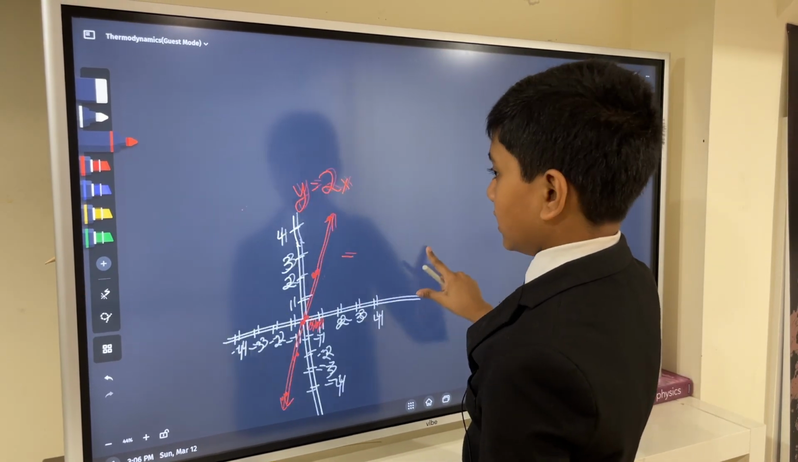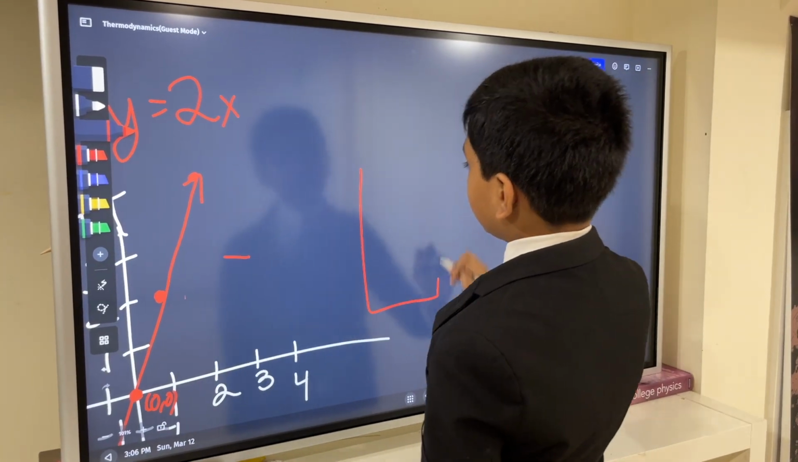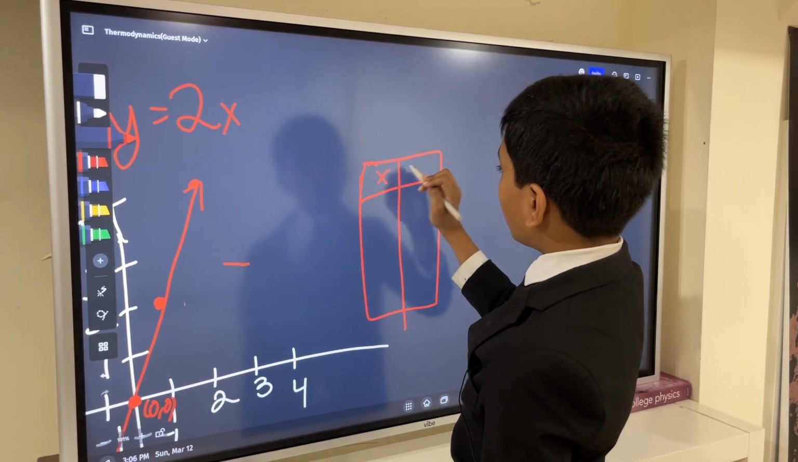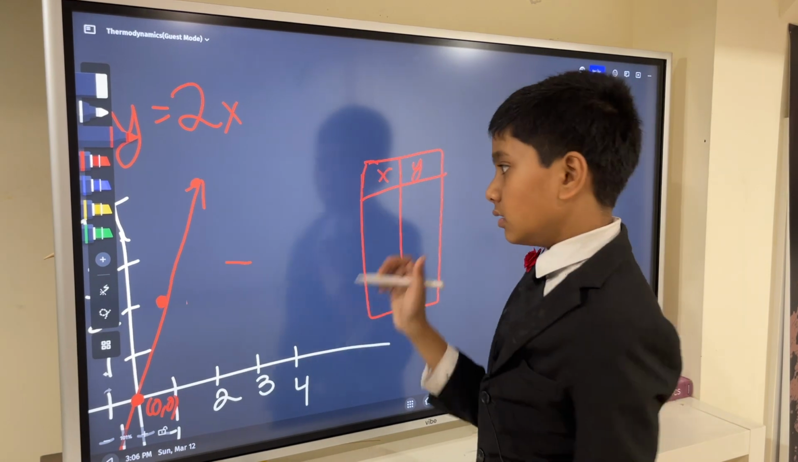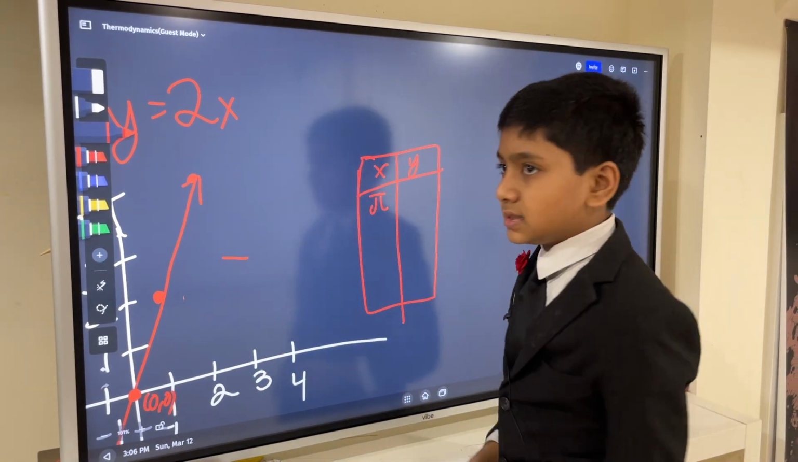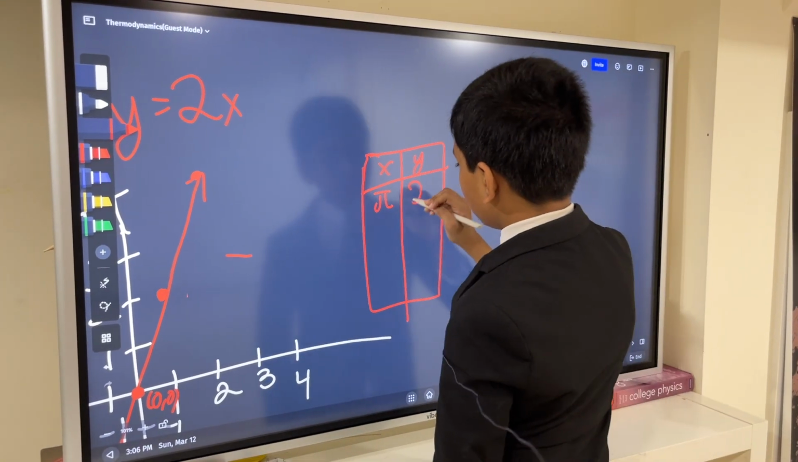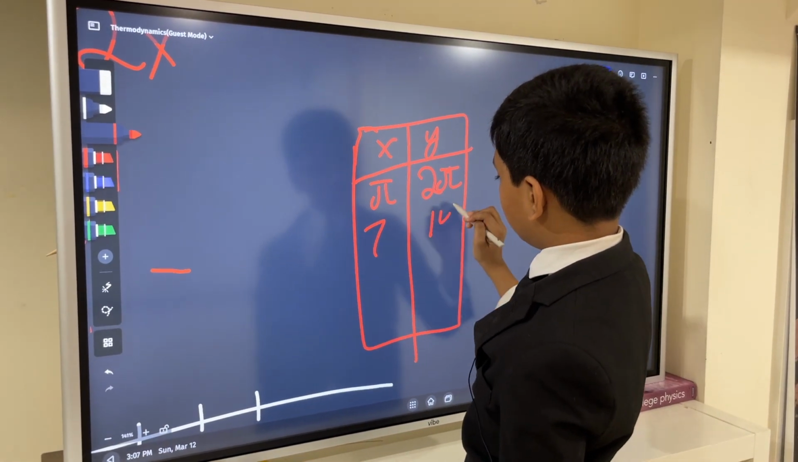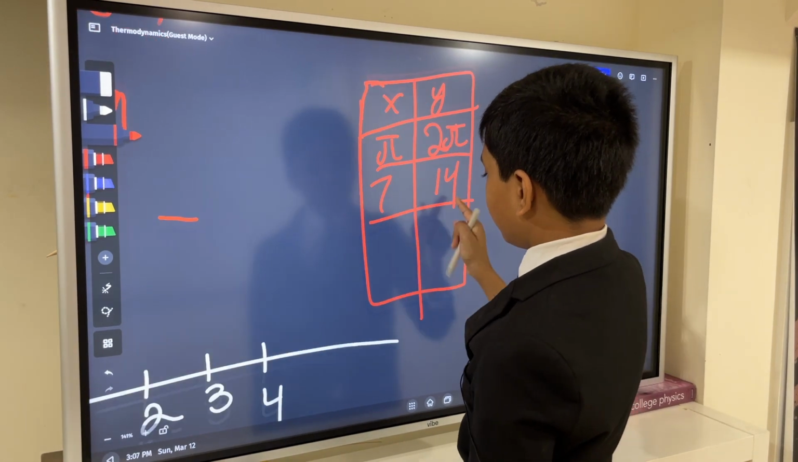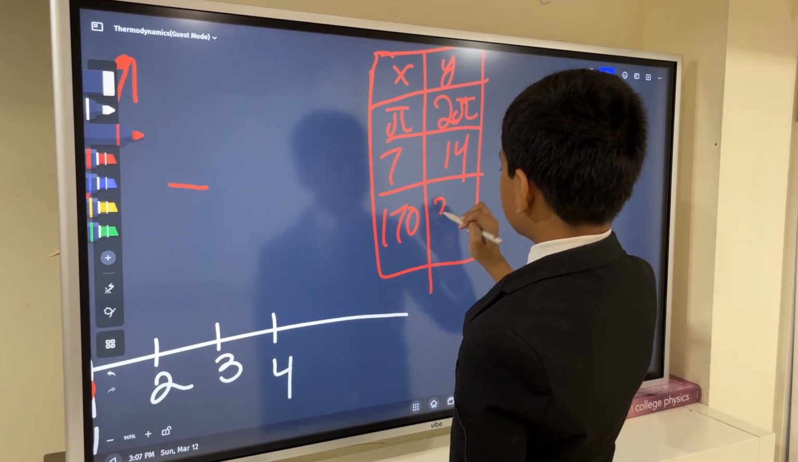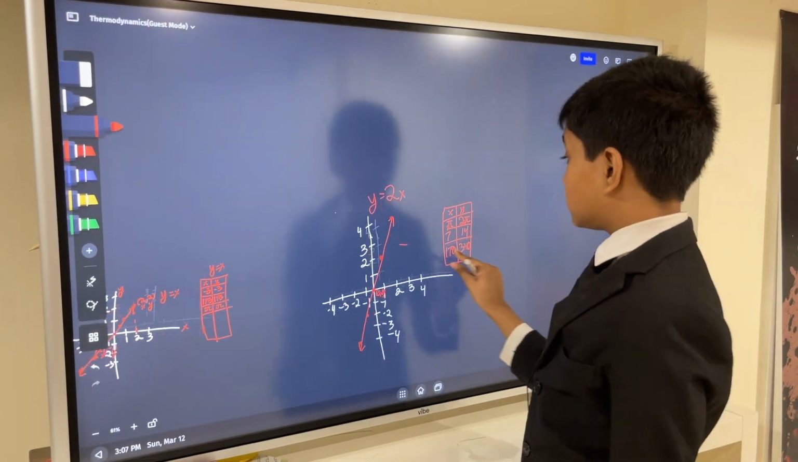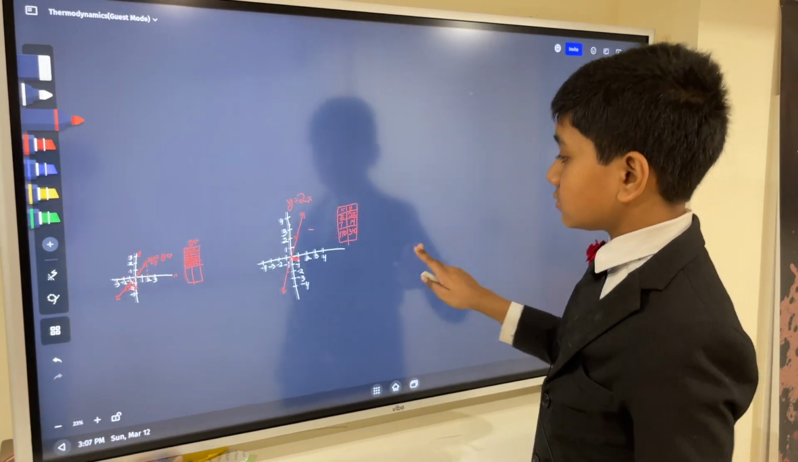Similarly, if I were to draw a table of x at one point and y at one point, I'd know that if x is something, y would just be 2 times that something. And that just repeats on and on.